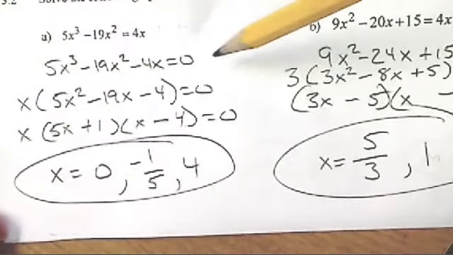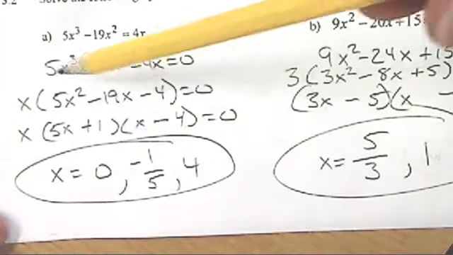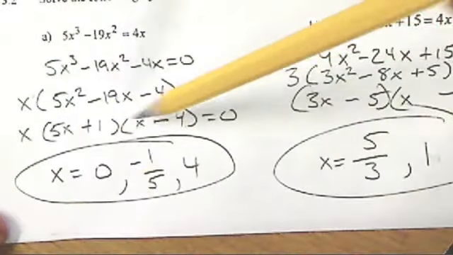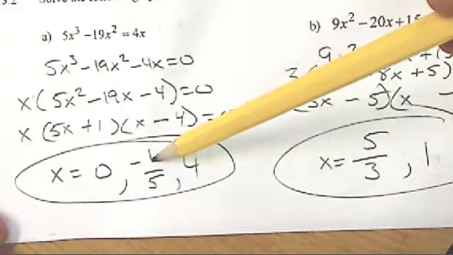Using factoring to solve, pull out the common factor first, and that'll give you x equals 0. Factor this part, and that's how you get the -1/5 and the 4.